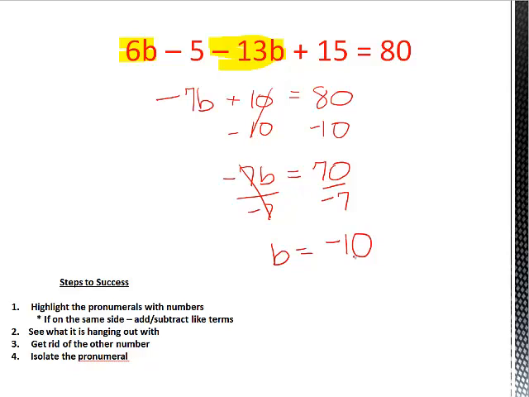Now substituting negative 10 back in, we have 6 times negative 10, minus 5, minus 13 times negative 10, plus 15, does equal 80.